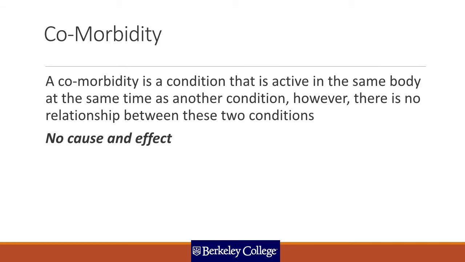A comorbidity is a condition that is active in the same body at the same time as another condition. However, there is no relationship between these two conditions, no cause and effect. So, for example, our diabetic patient fell and broke his leg. So, the diabetes and the fracture are comorbidities. They are two conditions present in the same patient at the same time.